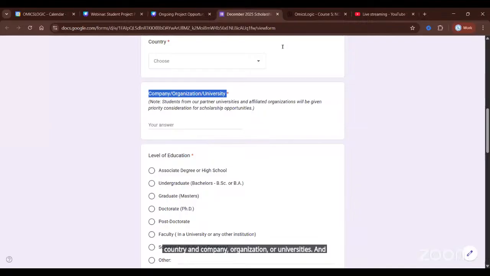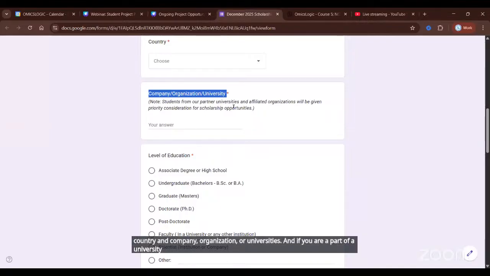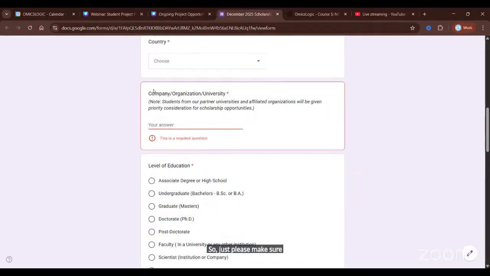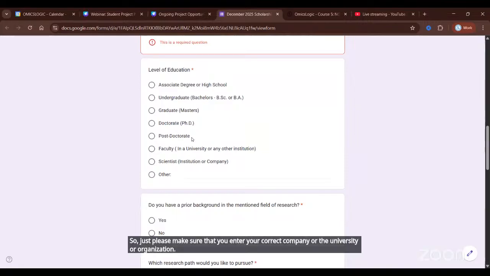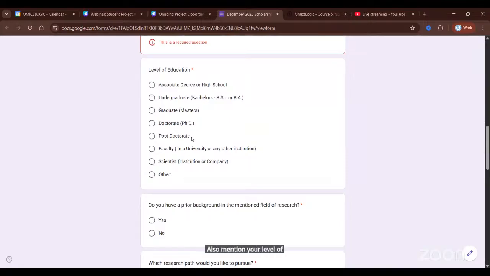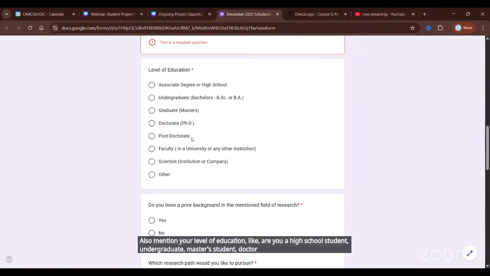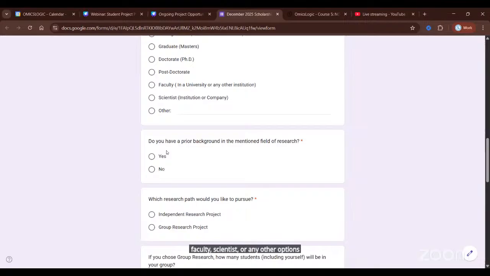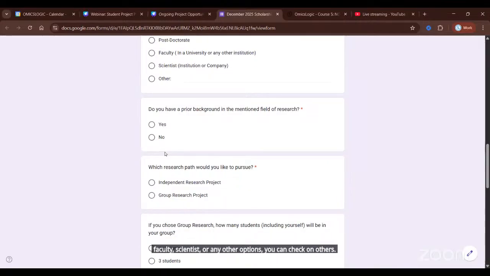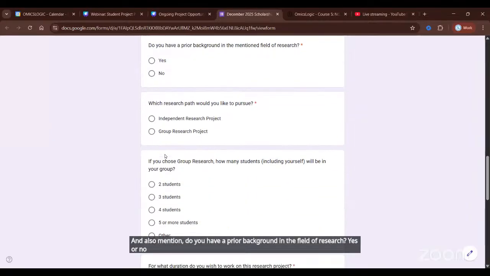And if you are a part of a university or organization that we are associated with, then you will be given further consideration for the scholarship. So please make sure that you enter your correct company, university, or organization. Also mention your level of education, like are you a high school student, undergraduate, master's student, doctorate, postdoctorate, faculty, scientist, or any other option. You can check on others. And also mention, do you have a prior background in the field of research? Yes or no, you could mention that.